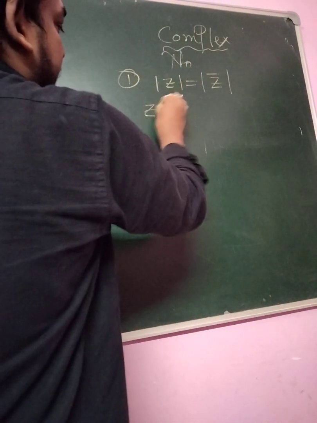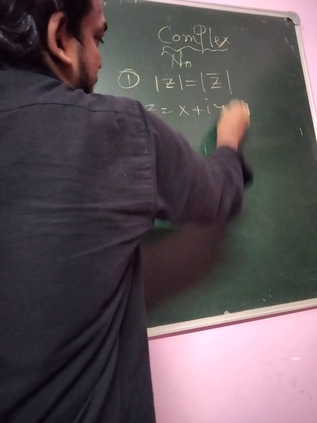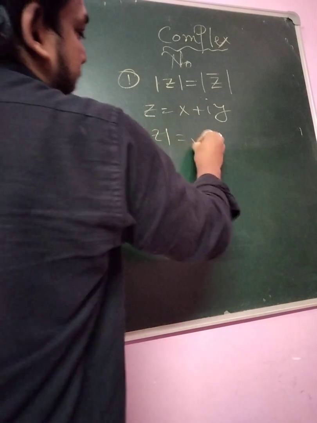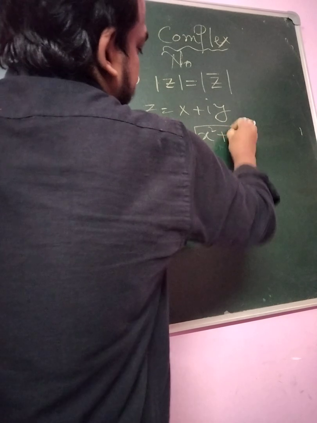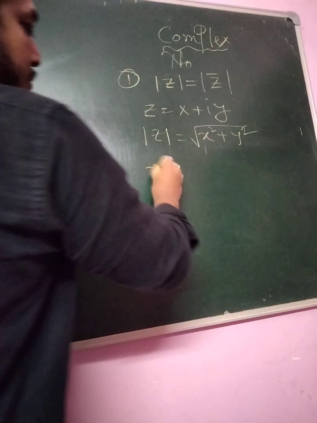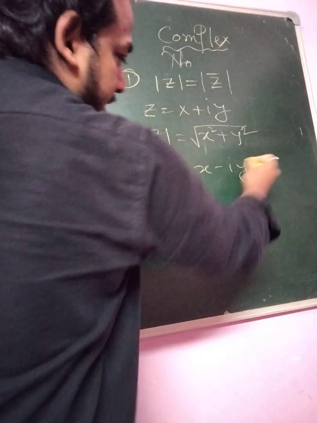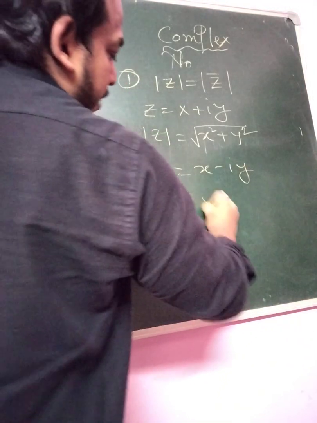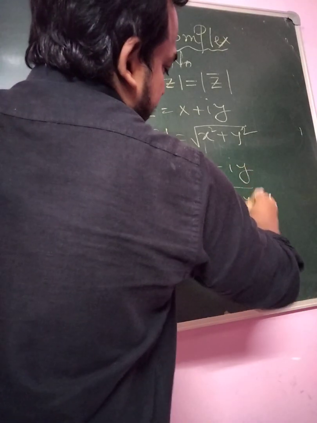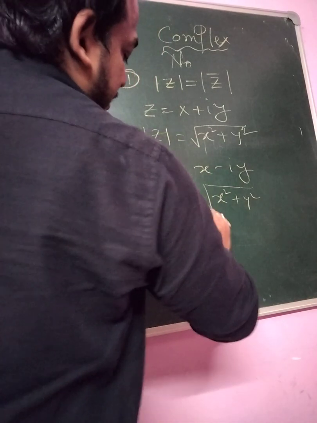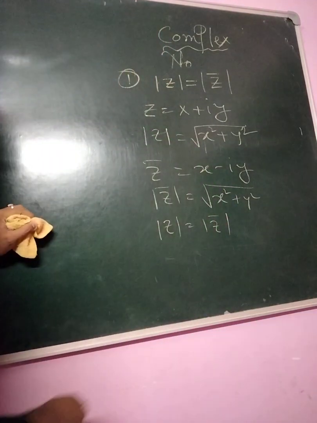Now we know that z is equal to x plus iota y. So what is mod z? It is equal to root under of x square plus y square. And what is z bar? If this is x plus iy, z bar is x minus iy. So what is mod z bar? Which is again root of x square plus y square. So mod z is equal to mod z bar.